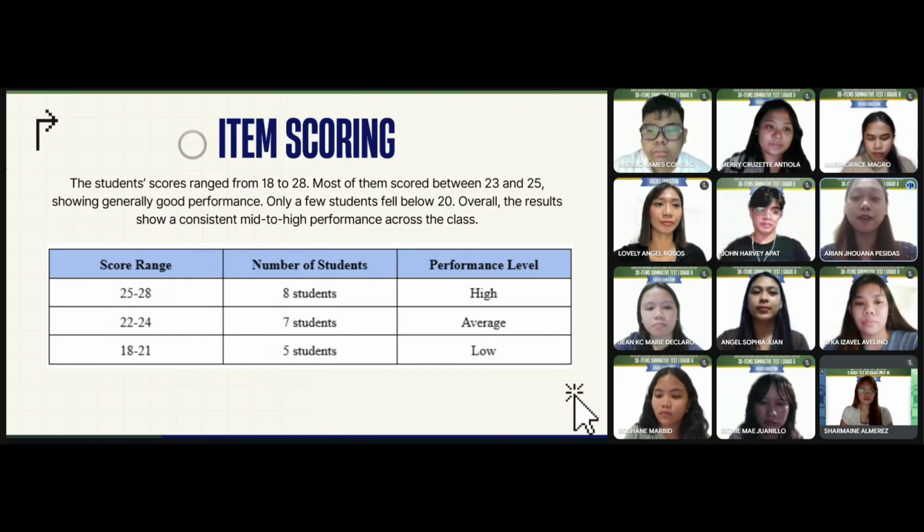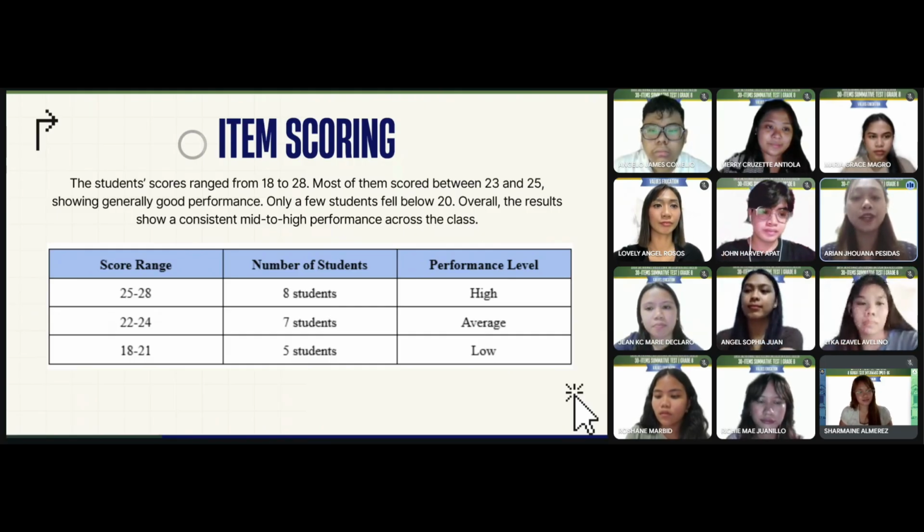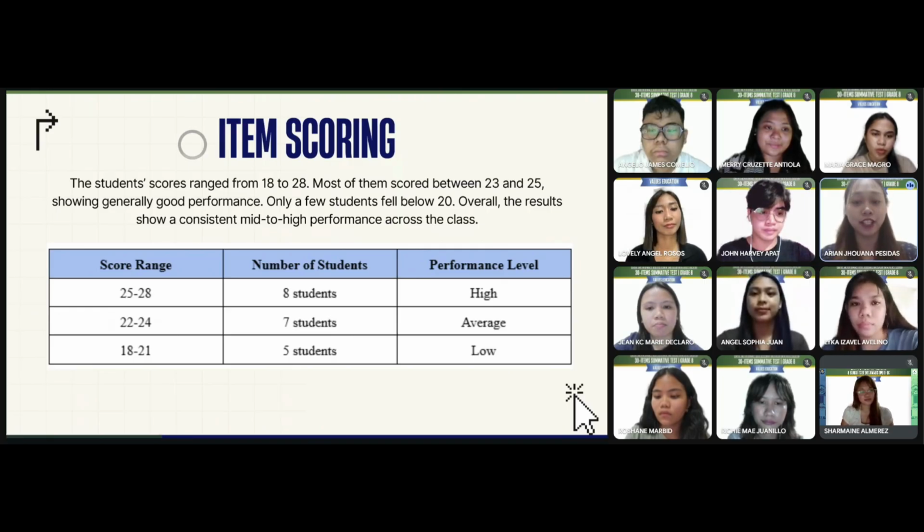There were items that almost everyone answered correctly, but there were also low scoring items that aligned with the issues we observed during checking, especially in the sentence completion part. Overall, the checking and scoring stages help us identify which items were effective and which ones need revision. These details will be discussed further in the item analysis section.